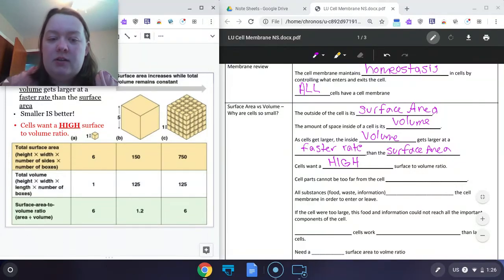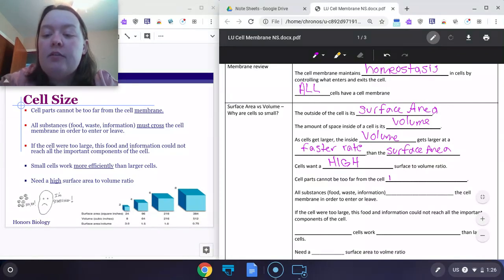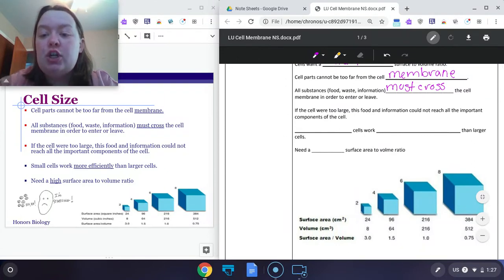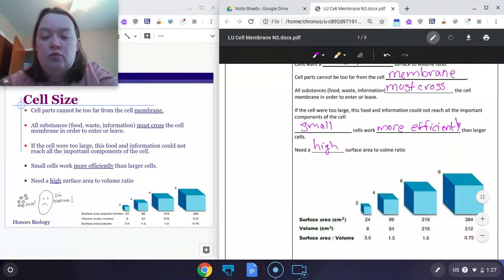The reason for this is that any cell part does not want to be too far away from the cell membrane. Remember, the cell membrane controls what goes in and out. So everything that comes in, food, waste, nutrients, information, has to cross the cell membrane in order to come in or go out. If a cell was too large, it would take too long for the information, the nutrients, or the waste to get in and out. Therefore, smaller cells are going to work more efficiently than larger cells, and therefore, cells need a high surface area to volume ratio. The smaller the cell, the higher the surface area to volume ratio.